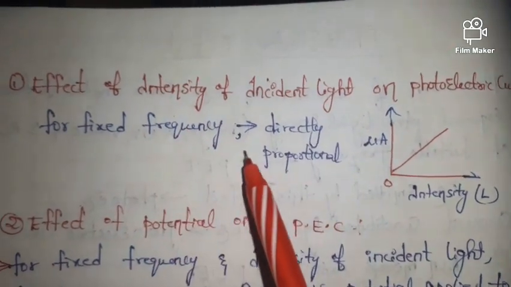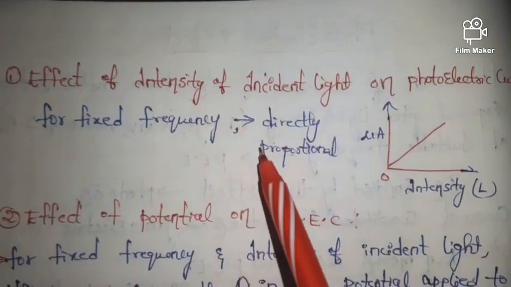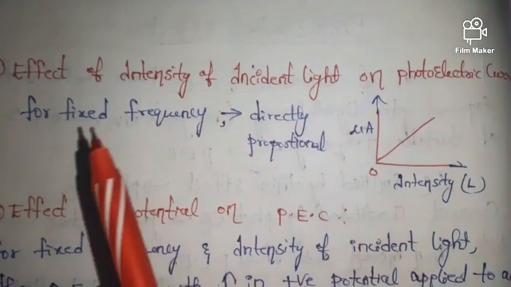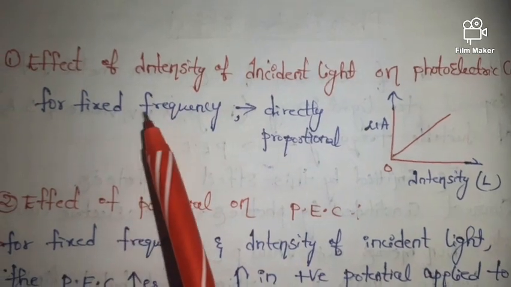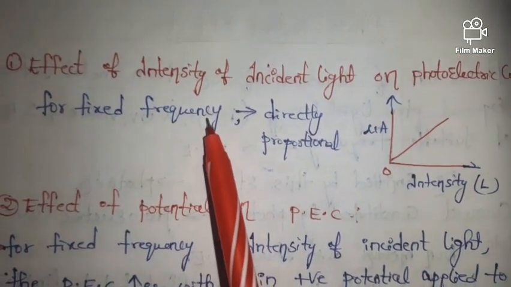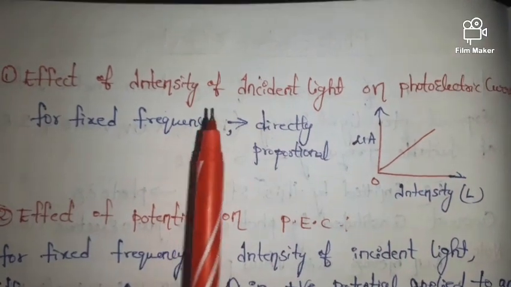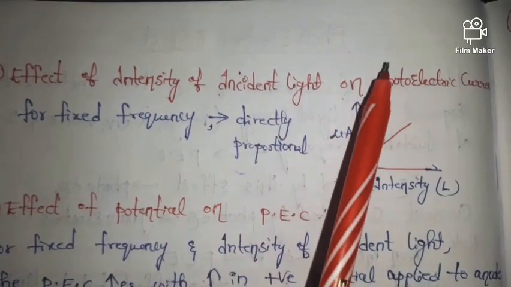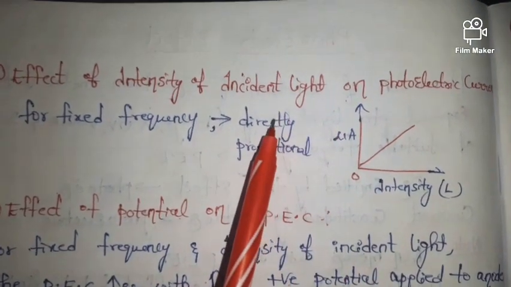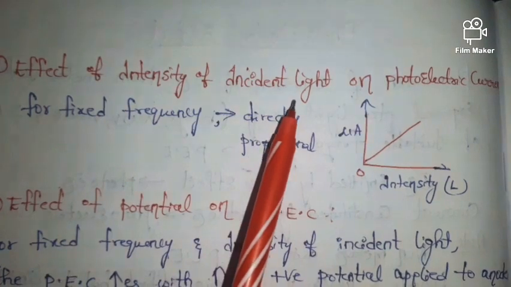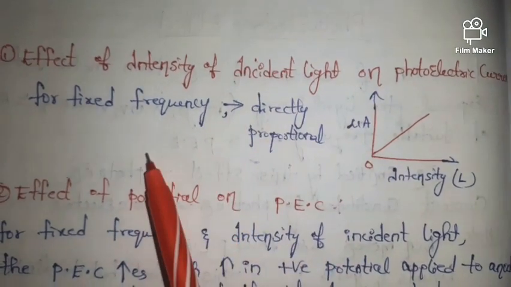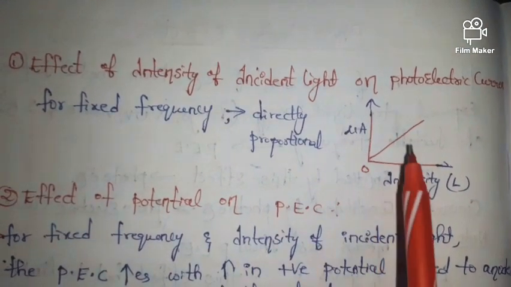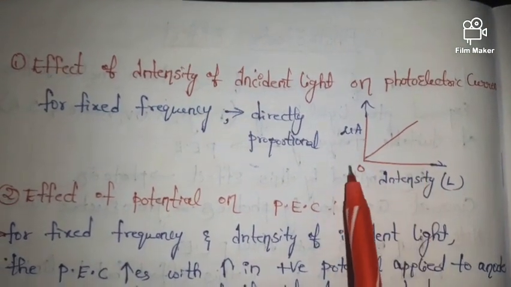First one is effect of intensity of incident light on photoelectric current. Here the frequency is fixed. At fixed frequency both are directly proportional. Both are directly proportional in the sense what? Intensity of incident light is directly proportional to the photoelectric current. If the intensity of incident light is more, then photoelectric current is also more. This is the intensity and this is the photoelectric current. Both are directly proportional. That's why here we got this graph like this.